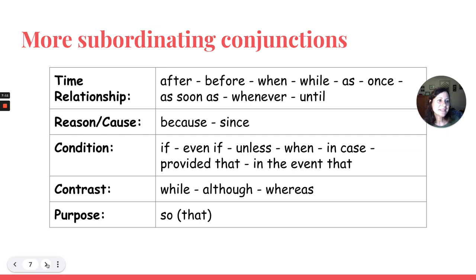With compound sentences, I had that acronym FANBOYS, which makes it easy to remember, but actually there are lots of subordinating conjunctions, and here are some that are very common in English. Some are related to time, like after or before or when. Others are related to reason and cause, like because and since, or a condition, like if or even if, unless, provided that. We use them a lot to show contrast with while, although, whereas, or you can have a purpose clause with so that.